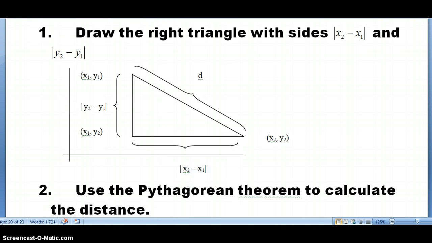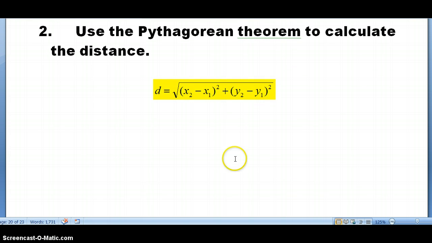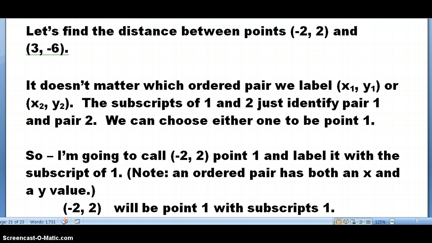The way that we're going to use this formula is we could go through the derivation, which I'm not going to, but the way that we're going to use it is by saying the distance is equal to the square root of the difference of x sub 2 minus x sub 1, that difference squared, plus y sub 2 minus y sub 1, that distance squared also. Let's go through an example.